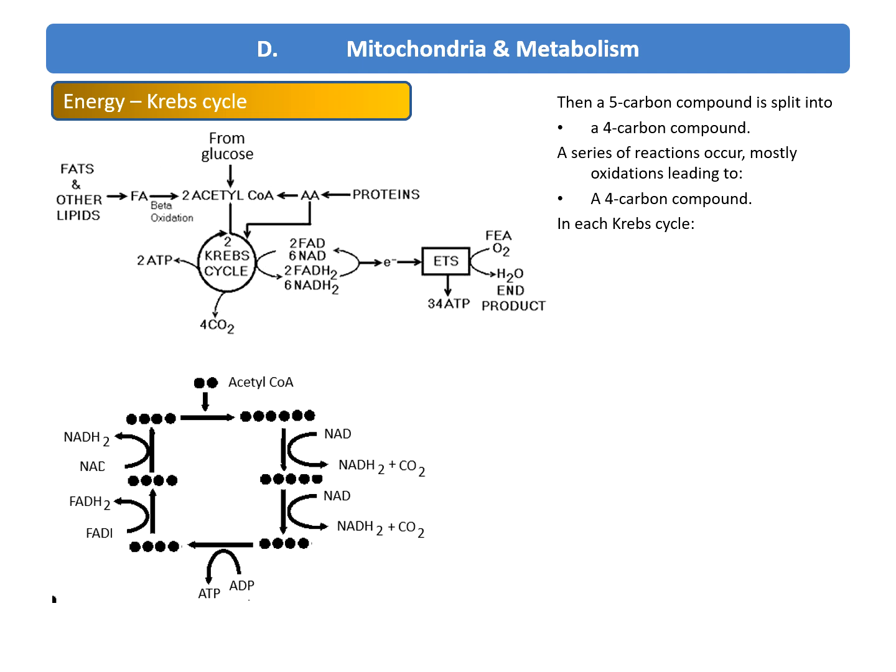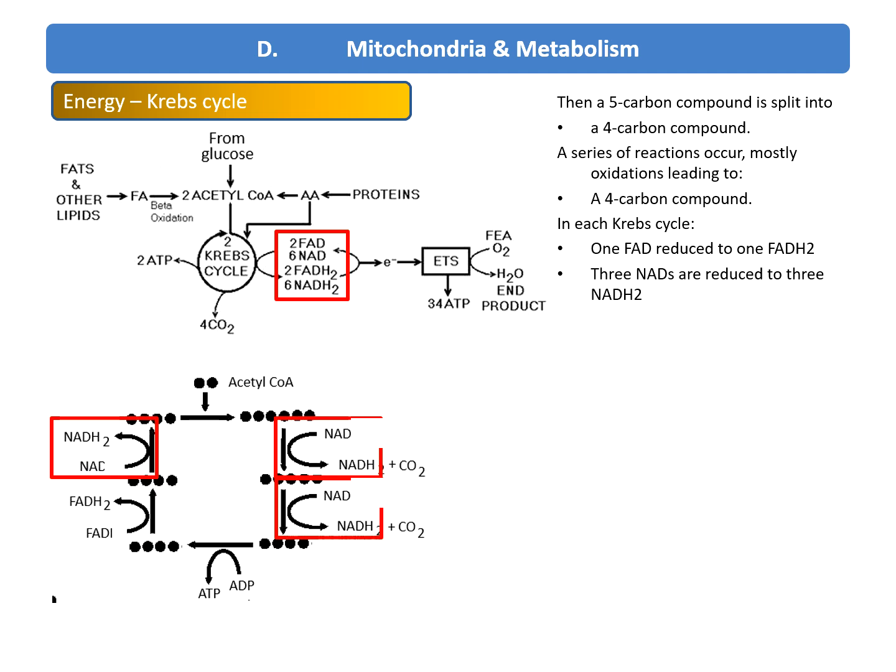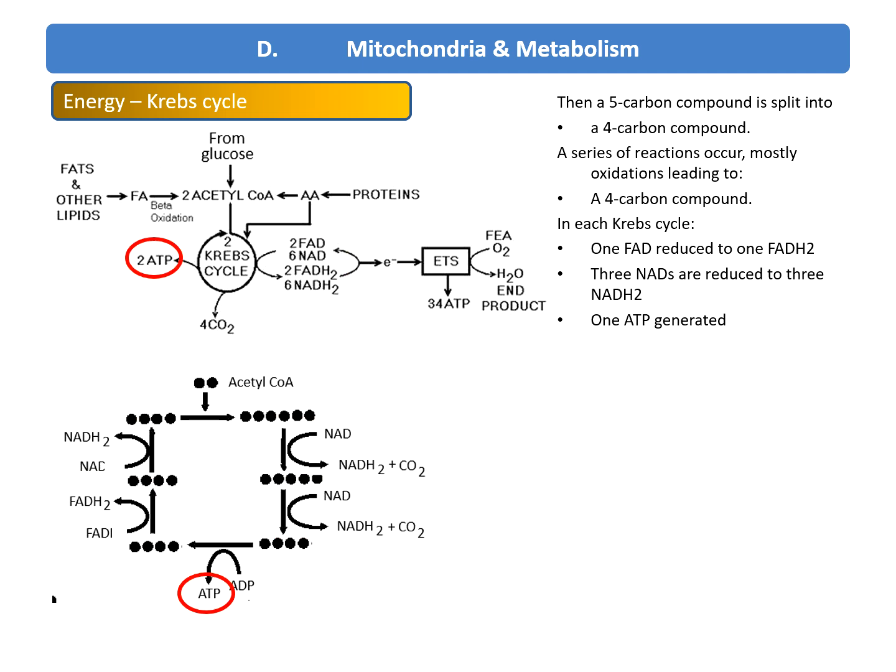In each Krebs cycle, one FAD is reduced to one FADH2, 3 NADs are reduced to 3 NADH2s, 1 ATP is generated, and 2 carbon dioxides are generated. Now, don't let the lower diagram confuse you when you look at the upper diagram. We say 2 carbon dioxides in the lower diagram, and yet there are 4 in the upper. Well, that's because the upper diagram shows 2 Krebs cycles, which resulted from 1 glucose. Where does the carbon come from that's found in the organic compounds of the Krebs cycle?